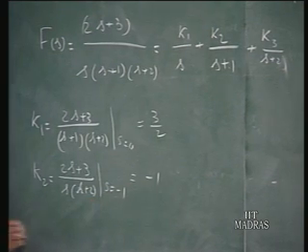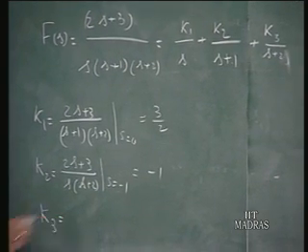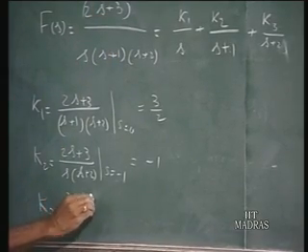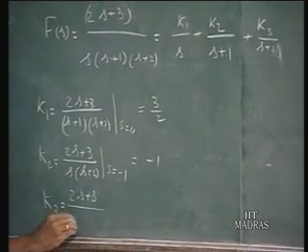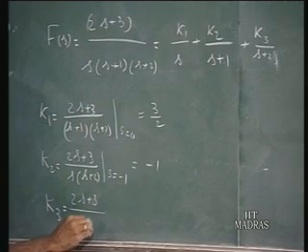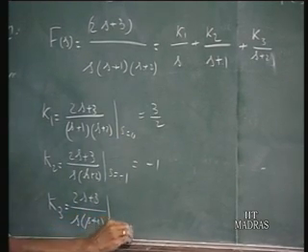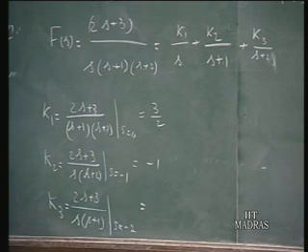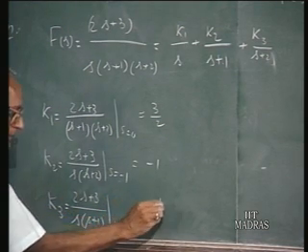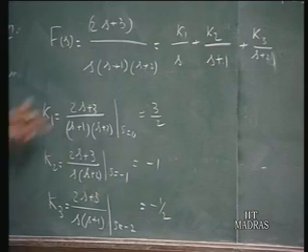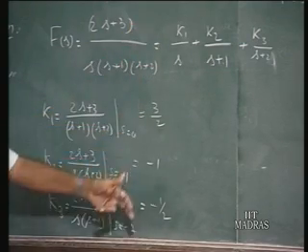And likewise, k3, you multiply this by (s plus 2). Therefore, you are left with (2s plus 3) divided by s times (s plus 1). And you substitute s is equal to minus 2. And the answer for that happens to be minus half. So the partial fraction expansion of F(s) leads to these three terms, k1, k2, k3, which are evaluated like this.